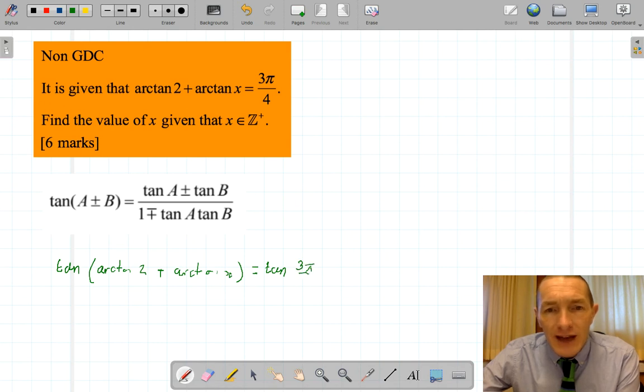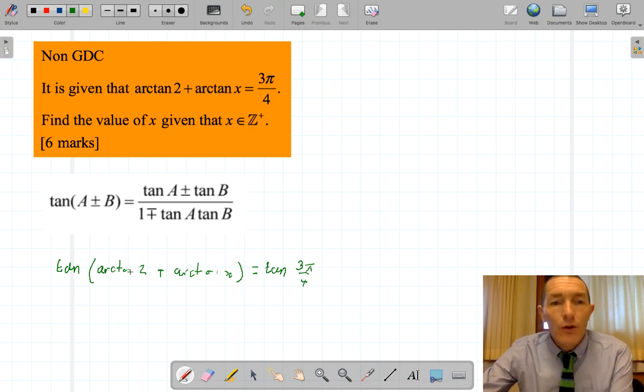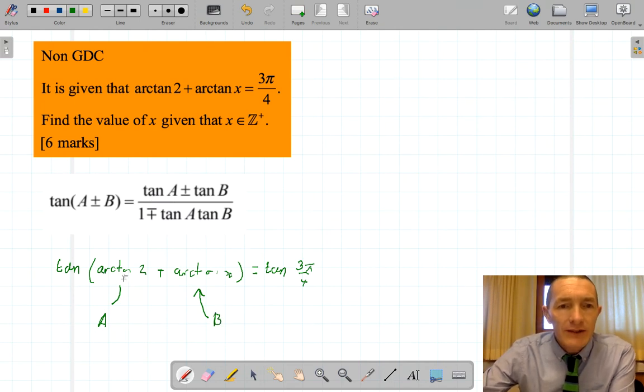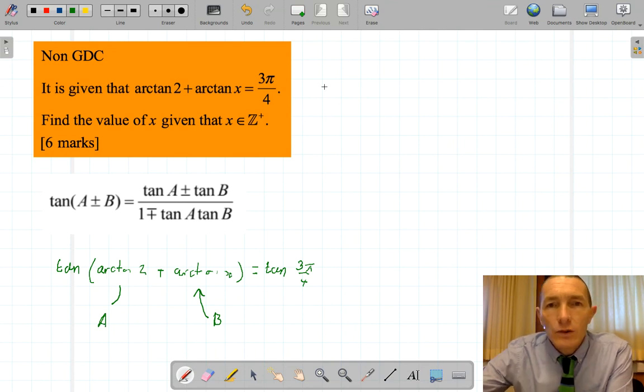Now I actually know the answer to tan 3 pi over 4 because that's going to be minus 1. It's in the second quadrant and it's the equivalent of pi over 4. So in here, I'm going to treat this as my a value, so it's going to be tan a, so it's going to knock out the arctan. This is b. So what's happening here is I'm going tan a. So it's tan arctan 2. So what we finish off with here on the left-hand side is 2.